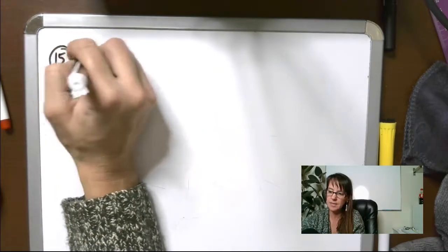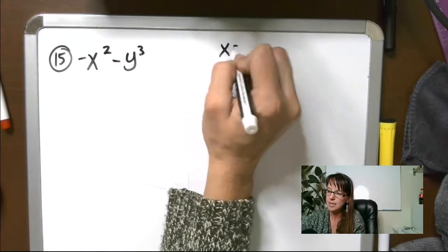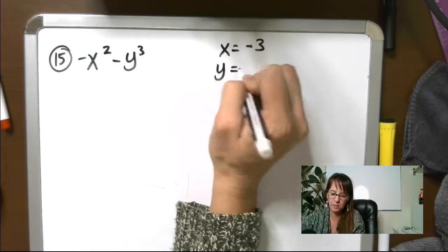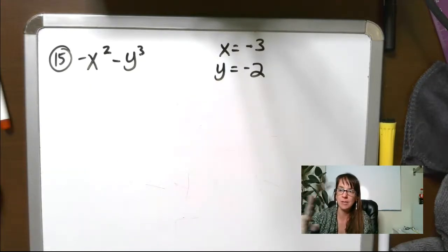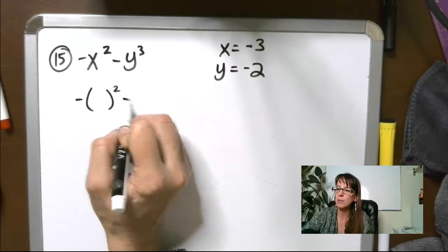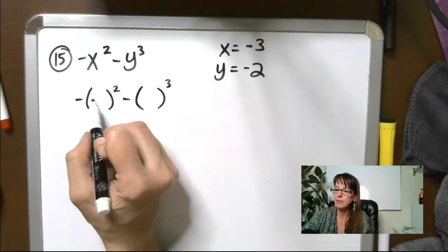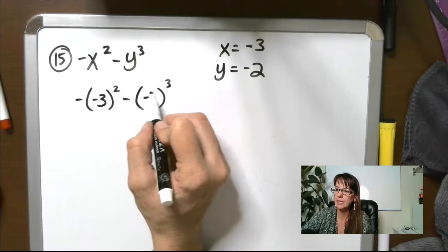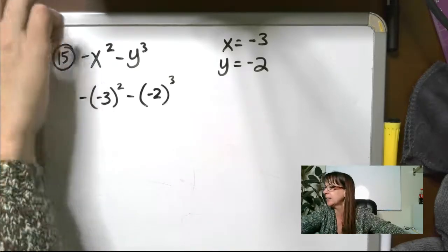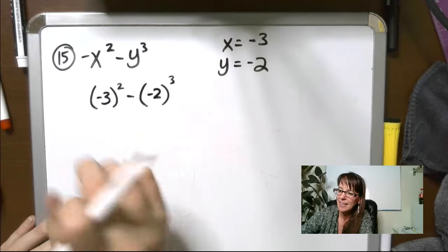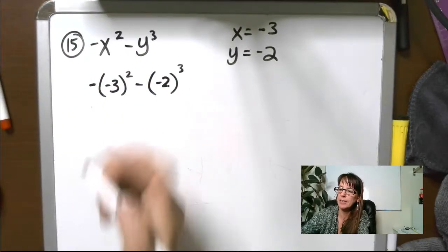So 15 is -x squared minus y to the third. X equals -3, y equals -2. Again, we've got negatives, so let's use parentheses. Negative parentheses squared minus parentheses cubed. Now for x, I'm going to plug in -3, and for y, I'm plugging in -2. I'm going to rewrite it down below so we don't lose track.